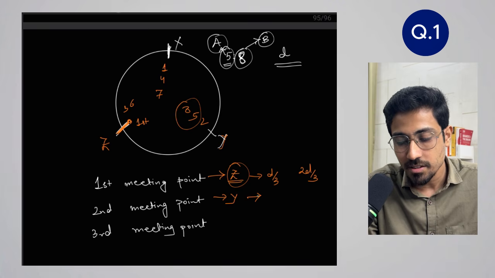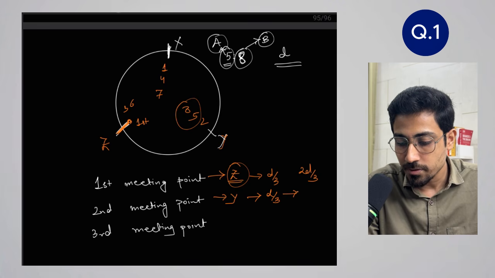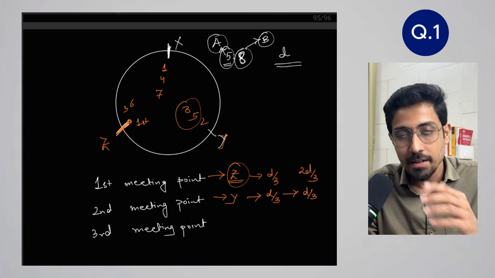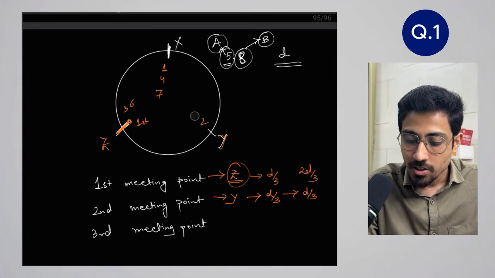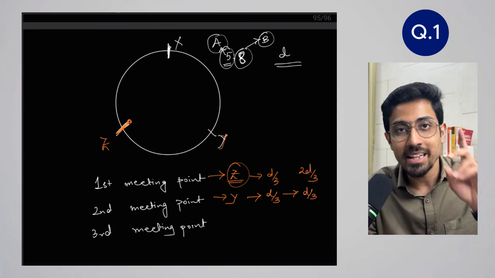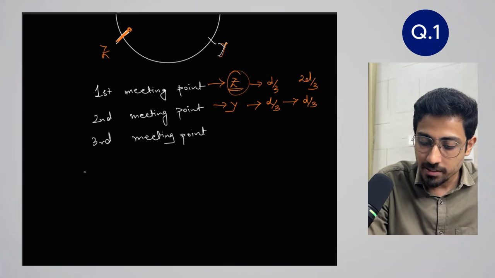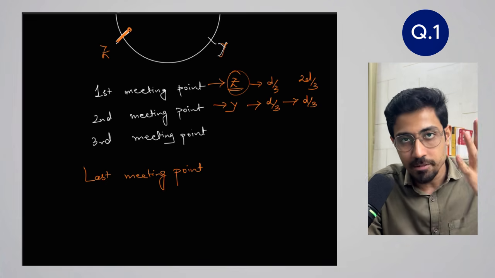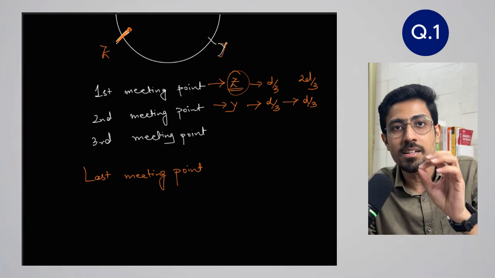How far is it from the starting point? Again d by 3, and in the clockwise direction also, it is d by 3. And what will be the third meeting point? Always it will be my starting point. So my last meeting point, even if there were 5 meeting points, the 5th meeting point would have been the starting point.